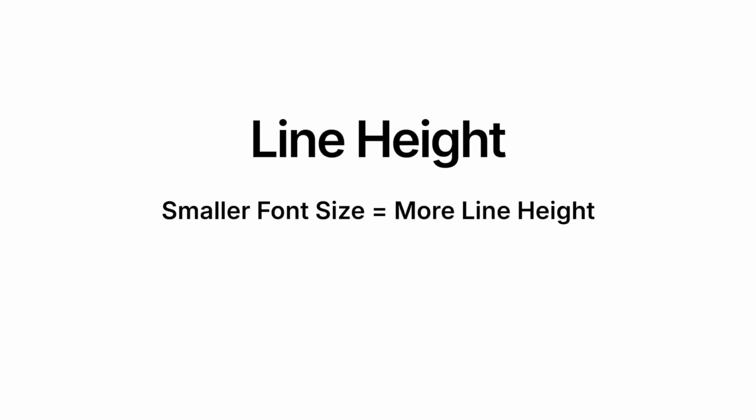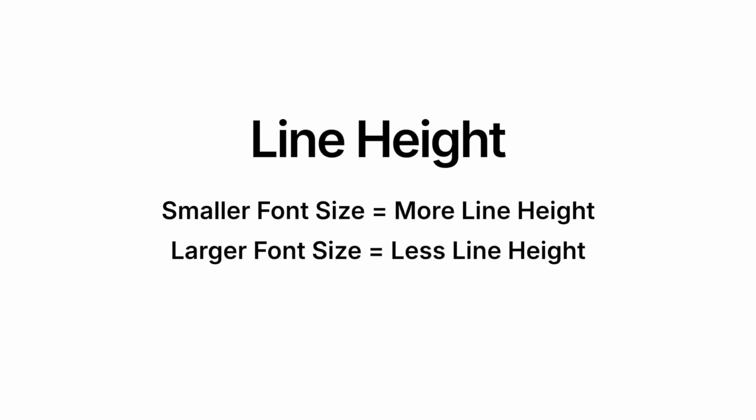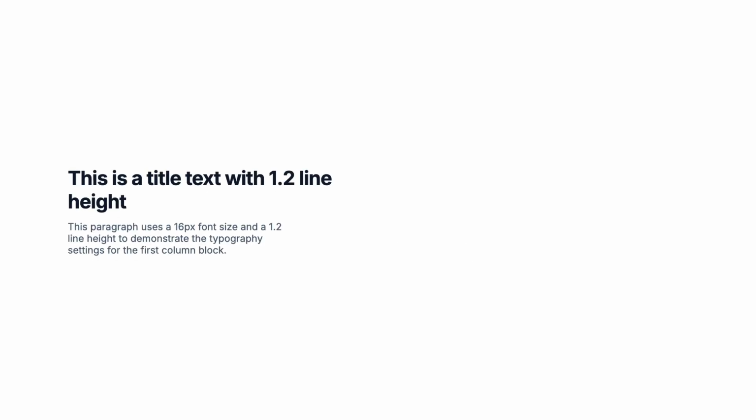Let's start with line height, the vertical space between lines of text. There's a simple rule you can follow. Smaller font size needs more line height, and the larger font size needs less line height. For example, in this case, both the heading and the paragraph are set to a line height of 1.2. That works well for the heading because larger text usually looks better with tighter spacing. But for the paragraph, 1.2 feels too tight. The lines are too close to each other, which makes it harder to read.